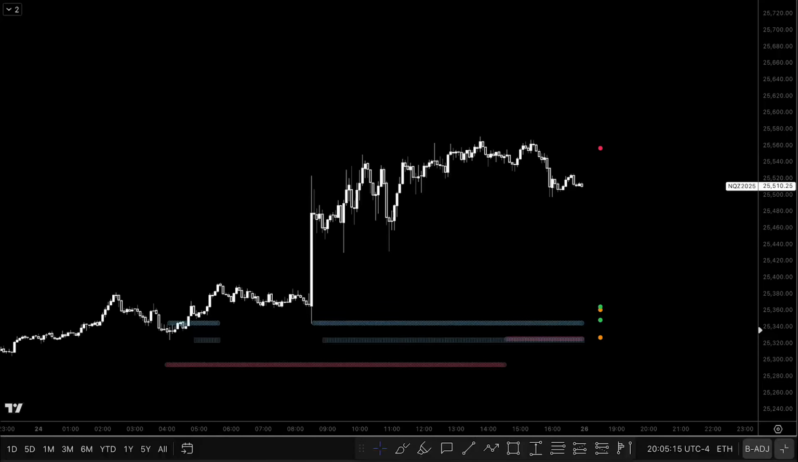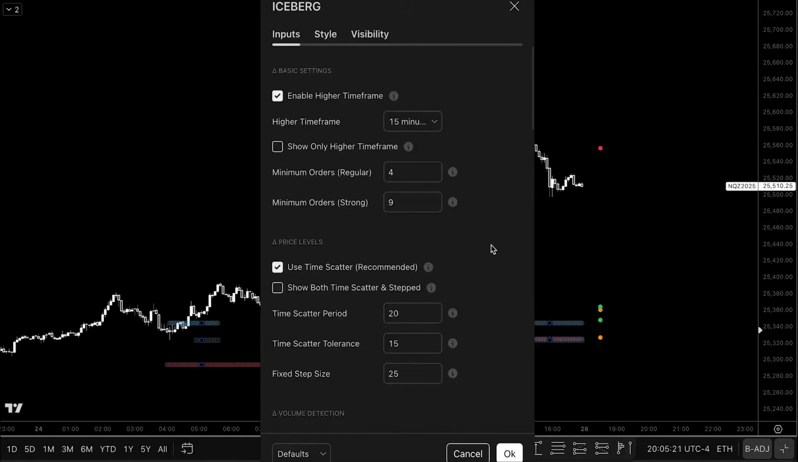If we go into the tool, you can see we have a dual time frame analysis component, which allows us to view icebergs on the current time frame, as well as a user-definable higher time frame. Here we have it set up for 15-minute on NQ, as well as showing the 5-minute, which is the current time frame.